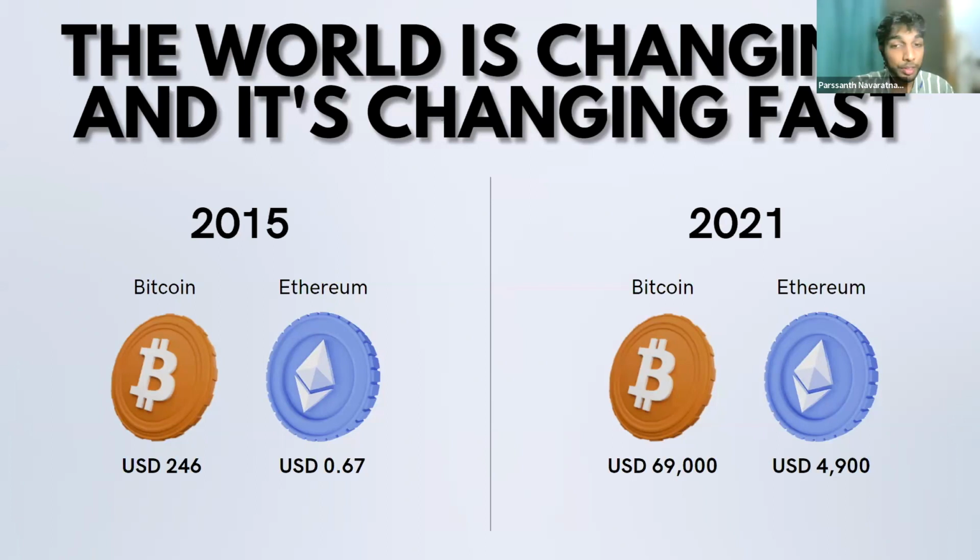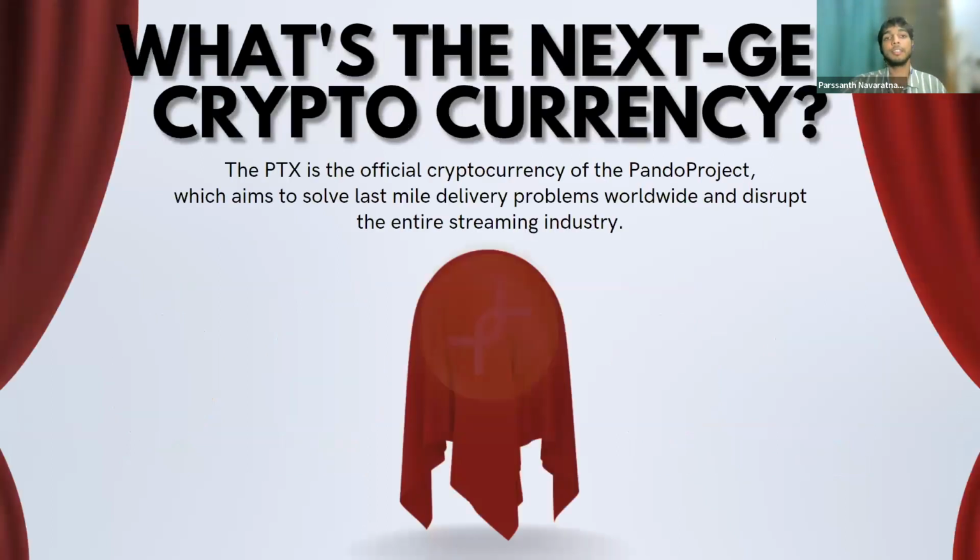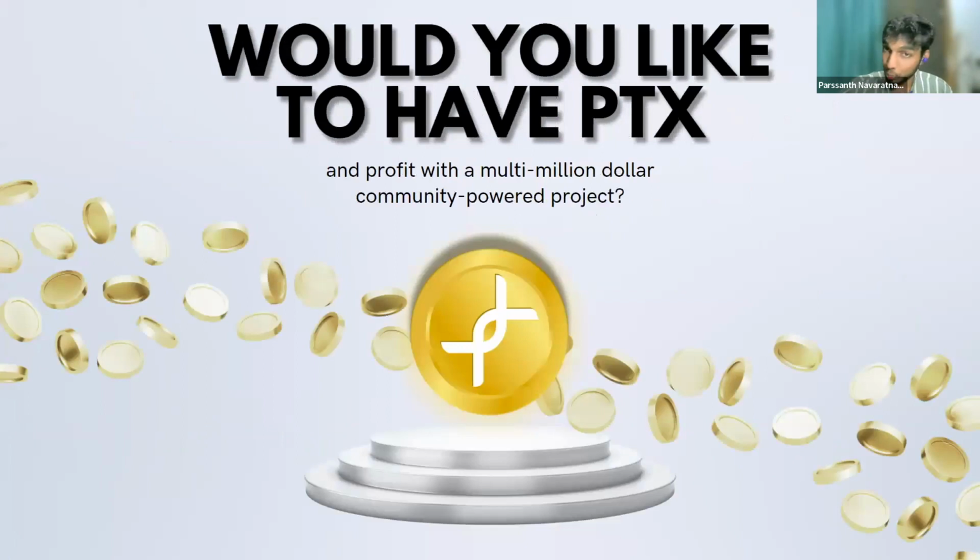So you see, with our cryptocurrency, we're not planning to change finance. We're planning to change the way that people stream. So this might just be very well the next generation cryptocurrency, right? The PTX is the official cryptocurrency of the Panda Project, which aims to solve last mile delivery problems worldwide and disrupt the entire video streaming industry, right? So would you like to have PTX and profit together with a multi-million dollar community-powered project, right?